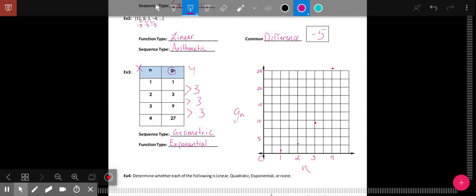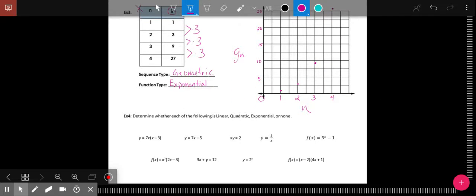All right, so looking at this, we do not connect all the points because the sequence is just those individual numbers. Okay, so we only want individual points. It's only functions that we connect everything because that's where we're talking about all real numbers. Sequences, we're talking about the individual numbers on our list.